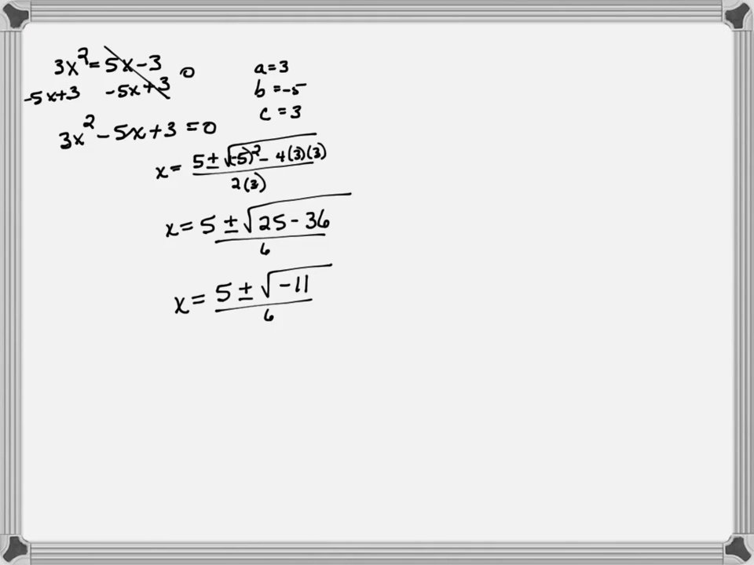Well, I can't simplify the square root of 11. That's a prime number. That's as simple as I can make it. But I can do something with this negative 1. And so my final answer needs to be 5 plus or minus i times the square root of 11 over 6. You always, if there's a negative under the square root, put i in front, because that takes care of the square root of negative 1.